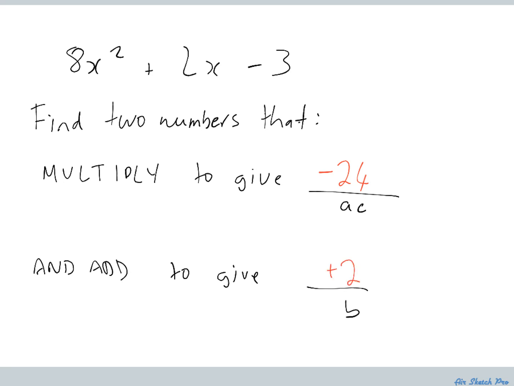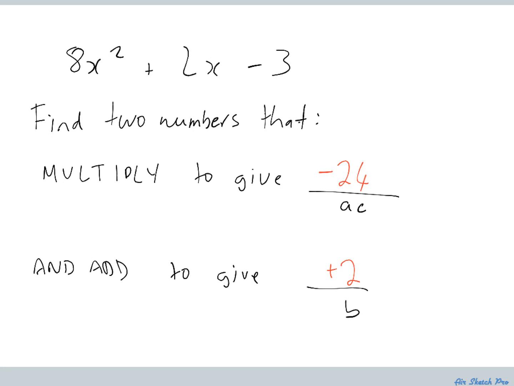So I have to find 2 numbers that multiply together to give me negative 24 and add together to give me positive 2. What could those 2 numbers be? 4 and negative 6. 4 times negative 6 is negative 24. 4 minus 6 will give me negative 2. Close. But if we make it 6 and negative 4, that would work, wouldn't it?